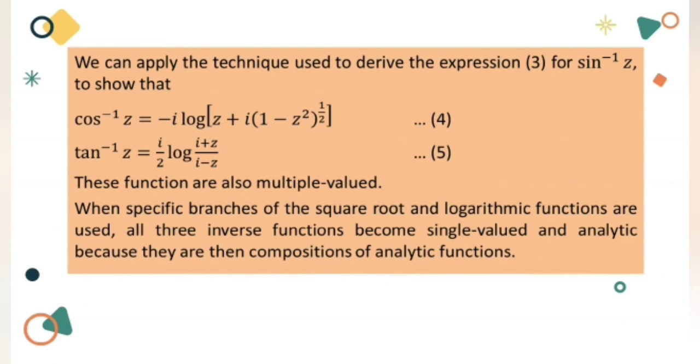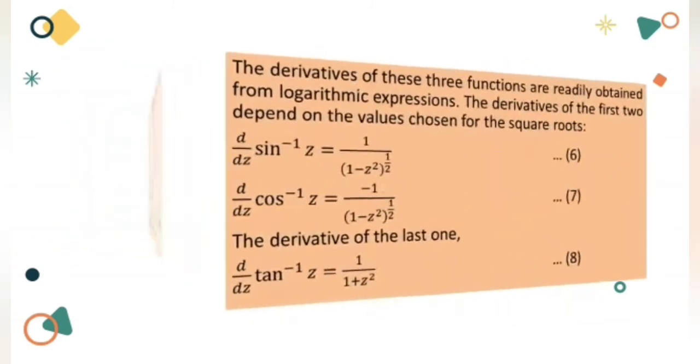When specific branches of the square root and logarithmic functions are used, all three inverse functions become single valued and analytic, because they are then compositions of analytic functions.